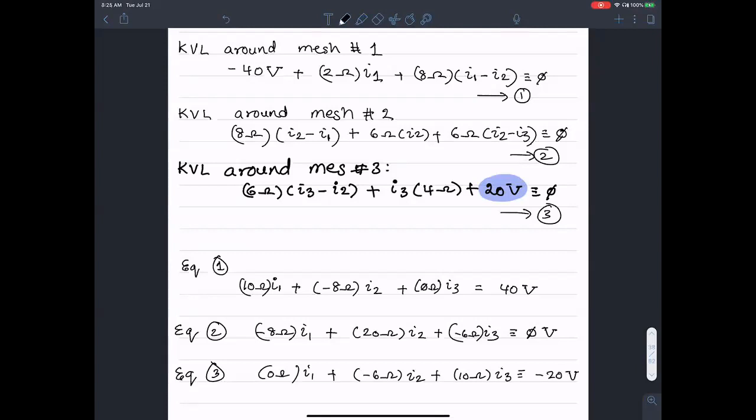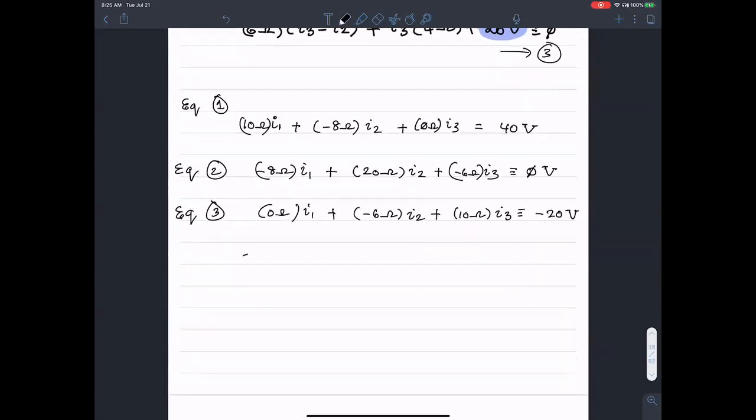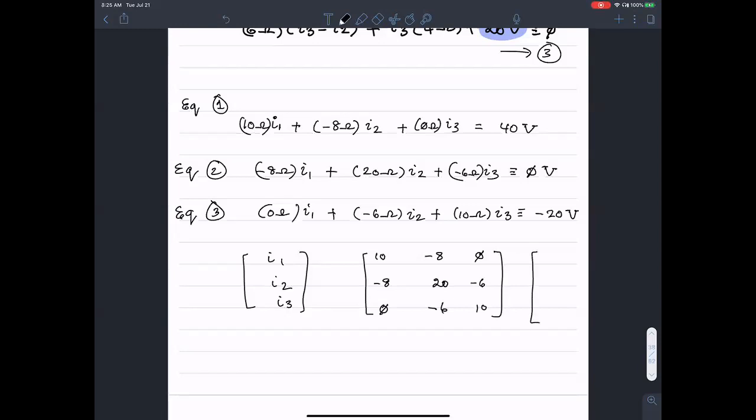Now you have three equations. All of these are in a format that is very convenient to plug into MATLAB. These are the unknowns I1, I2, I3, and the coefficients are 10 ohms, negative 8 ohms, 0, negative 8, 20, and negative 6, followed by 0, negative 6, and 10. So these are the coefficients, and then the constants are 40, 0, and negative 20. There is A, there is B, and there is C over here. We should be able to plug them into MATLAB.